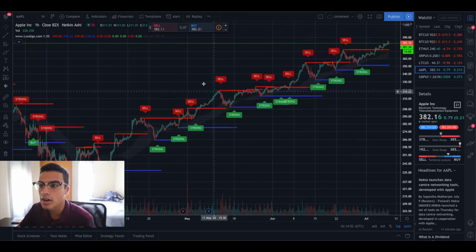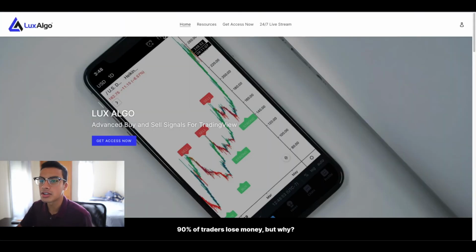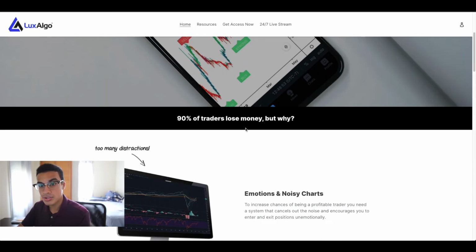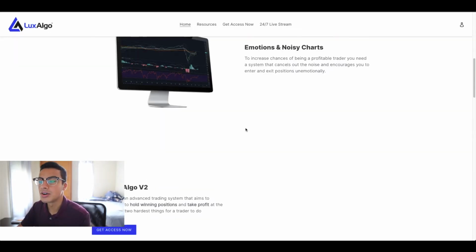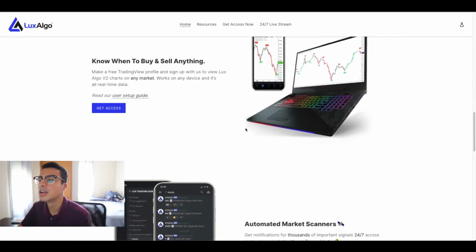It's amazing so far, and now I think the moment of truth where you're hopefully wondering what this is and how you can get it. It is called the Lux Algo indicator, advanced buy and sell signals for TradingView. Now, I'm going to be honest with you guys. When I was looking at this, it seemed too good to be true. I wanted to know, would this actually work?